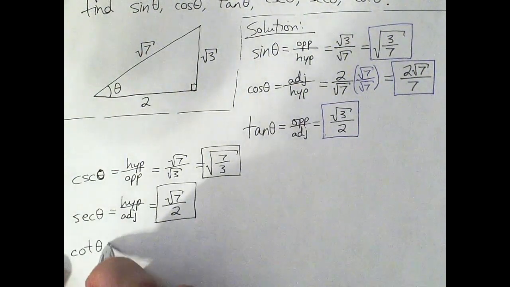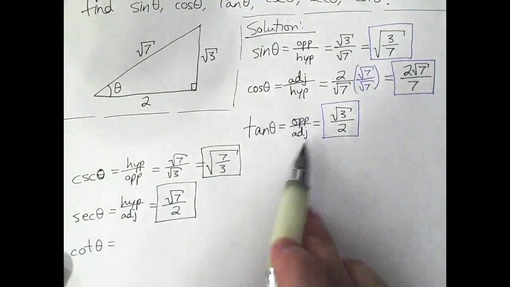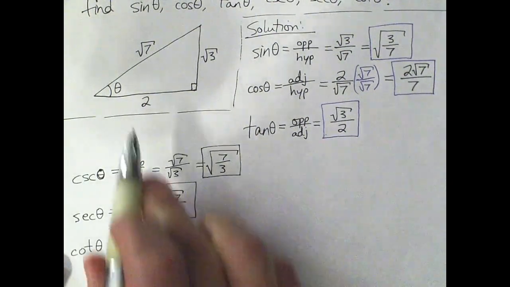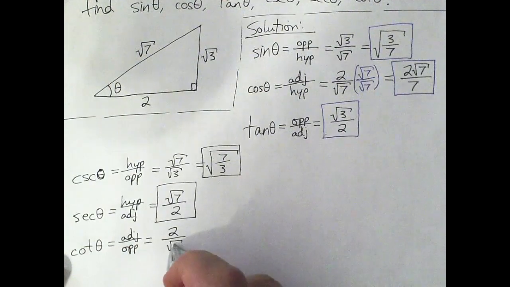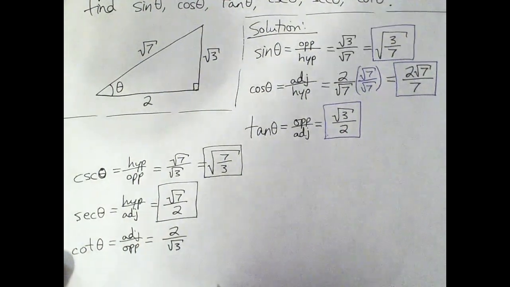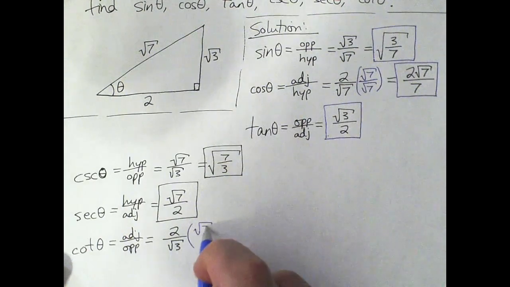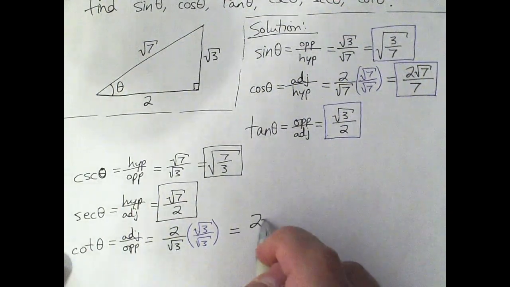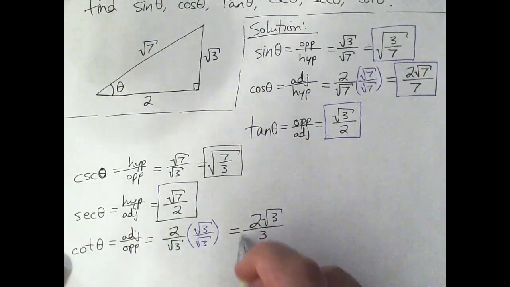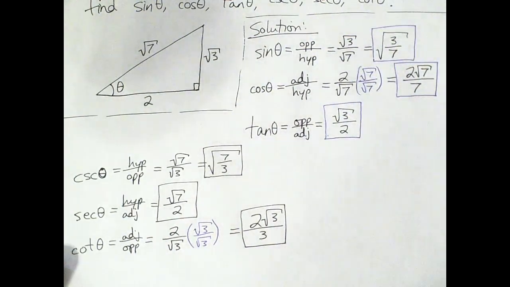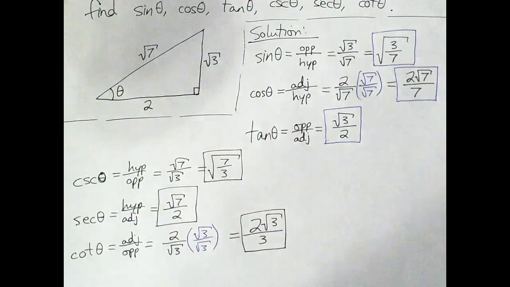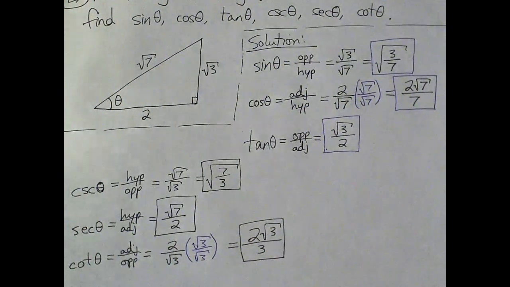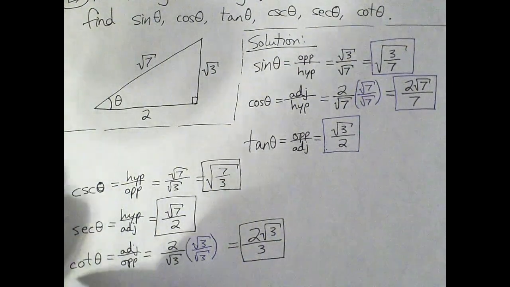One more to go. Cotangent. Tangent was opposite over adjacent, so this is going to be adjacent over opposite. So we wind up with adjacent is 2, opposite is square root of 3. But again, we don't really like to leave the square root in the bottom, so if you multiply by root 3 over root 3, it's going to get it into a better form. 2 square root of 3 over 3, and that's the answer. So you see why these are called trigonometric ratios sometimes. So we answered the problem.